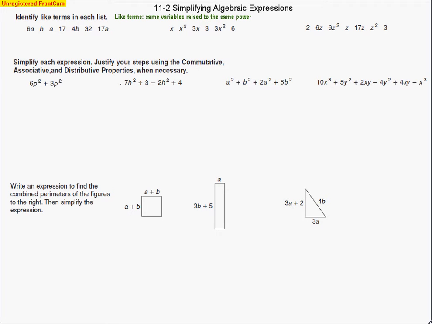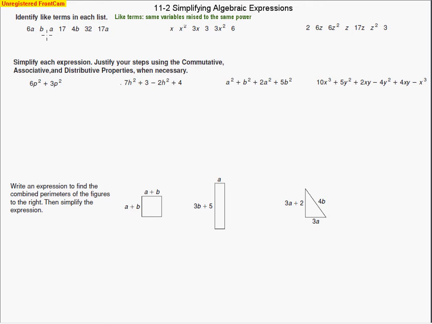Today we will be simplifying algebraic expressions. So the reason why we have to do this is so that we can solve some multi-step equations. We solved some equations yesterday, but they were two-step equations. And so now we'll be able to solve multi-step equations where we have to combine some like terms. And that's what we'll be doing in this section.